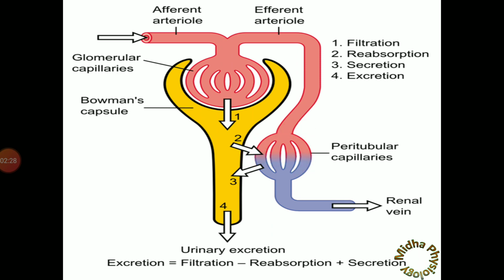And similarly, when we say that the filtration is occurring from the capillaries and this filtration rate is 125 ml per minute, or in a day it is 180 liters per day, what we are saying is that 180 liters of blood is being filtrated in a day. But we do not have 180 liters of blood in our body. So how is that possible? Because of this reabsorption process only. The blood which was filtrated is again being reabsorbed and going back to our circulation, and again it is coming towards the nephron, being filtrated and being reabsorbed. So this reabsorption process is very important.